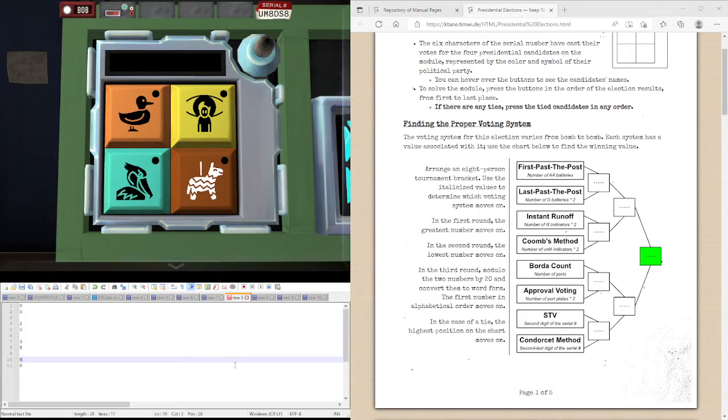So, in the first round, the greatest number moves on. If there are any ties, we're going to choose the one with the highest position. So, remember, this is going to be first past the post. This is last past the post. This is instant runoff. This is KTaNE's method. This is border count. This is approval voting.